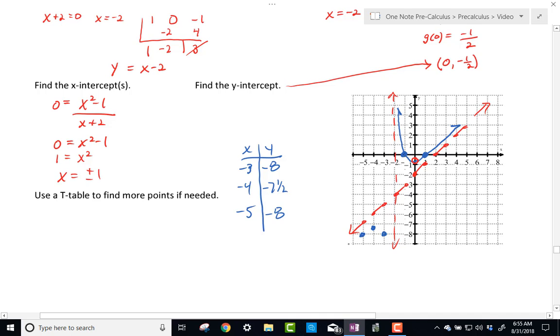So again, you can see that the graph is coming up the slant asymptote. It's going to curve around and come back down right against the vertical asymptote. And that is how you graph a function with a degree greater in the numerator than in the denominator.